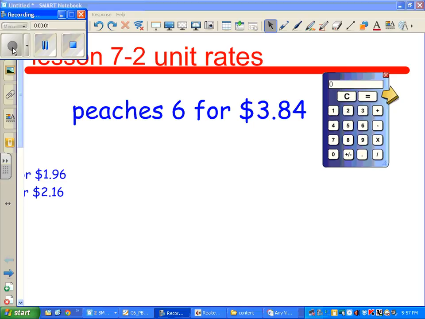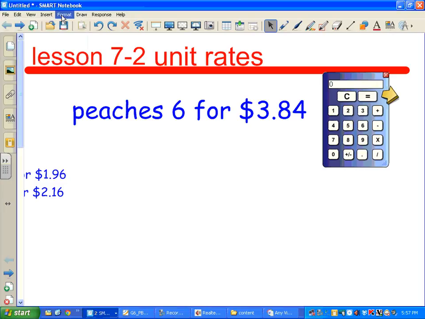We are doing Unit 7-2, which is all about unit rates. Unit 7-2 is all about unit rates and finding the price of just one unit, just one item.